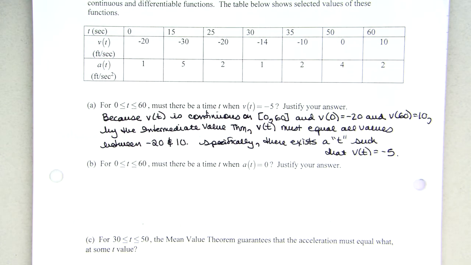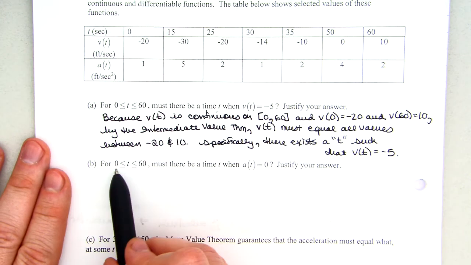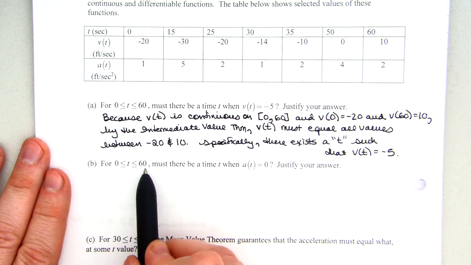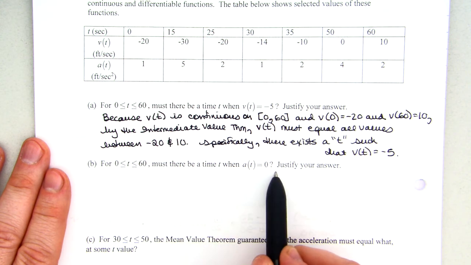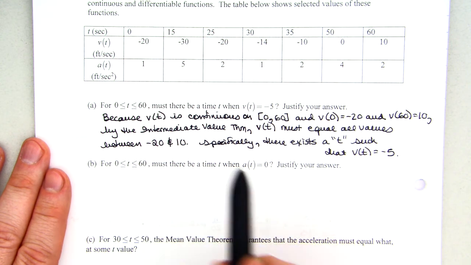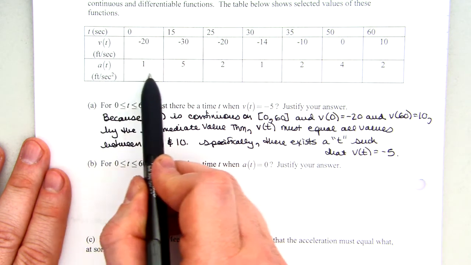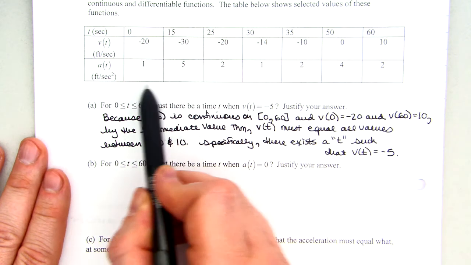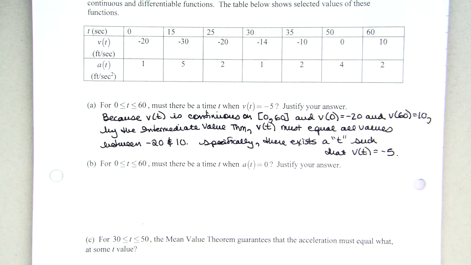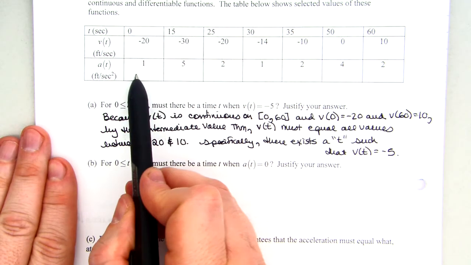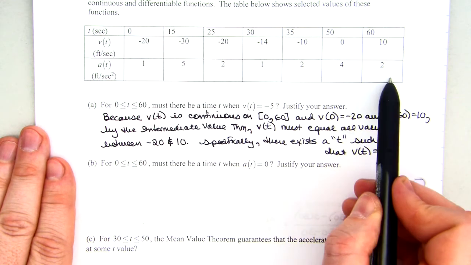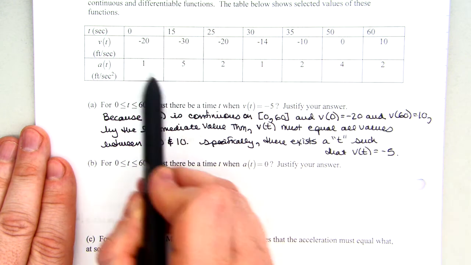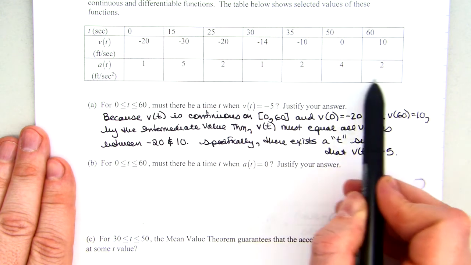Next one, letter B. For time 0 to 60, must there be a time when the acceleration is 0? Take a look at your acceleration line. Can I use the intermediate value theorem to prove that somewhere my acceleration is 0? I don't think I can. If I had a negative value somewhere, then I think I could, but as is, I can't use the intermediate value theorem on that.